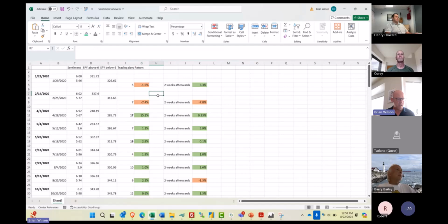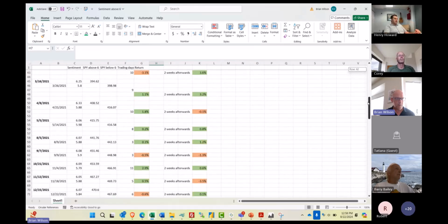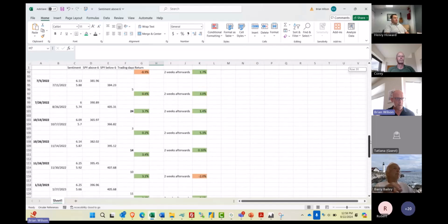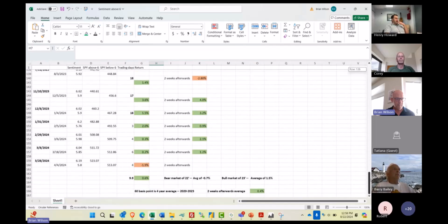So that's what you're seeing here on this spreadsheet, basically just looking at what happens when the market is above 6, and then what happens afterwards. It starts in 2020, and the data goes all the way through 2023. I've picked up a couple of episodes in 2024, and I need to update this spreadsheet. We've had a couple more instances where we've moved above 6.